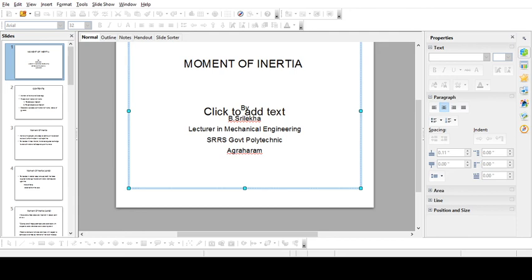And this is all for today. In this class we have also discussed the theorem of parallel axis, that is, the moment of inertia of any plane figure about an axis is equal to the sum of the moment of inertia about the centroidal axis and the product of area and the square of the distance.